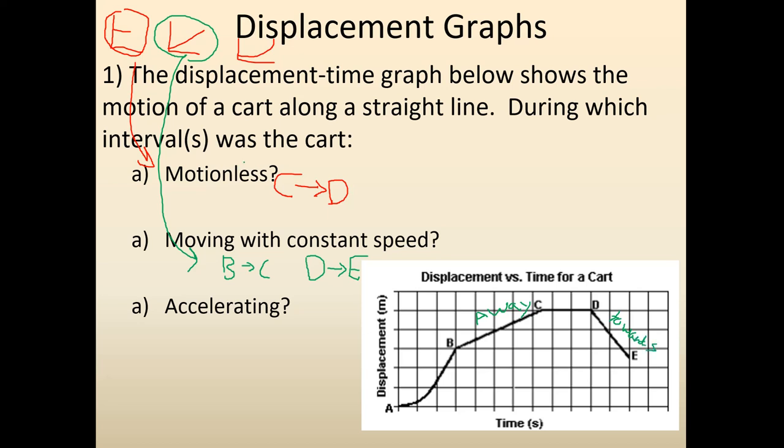Okay. And the last part, the one of acceleration. So this is my acceleration graph, because this is the one that has the increasing speed. The only part that looks like that is A to B. And that's it for this part.